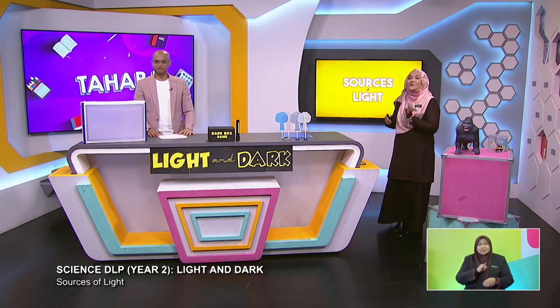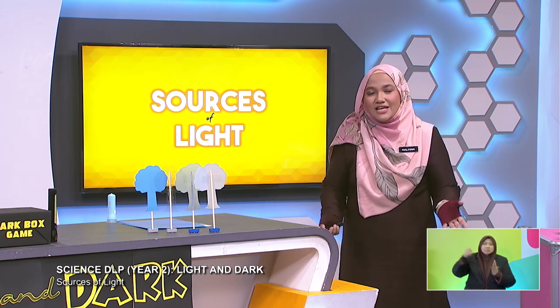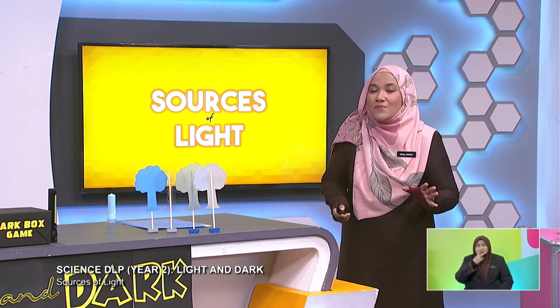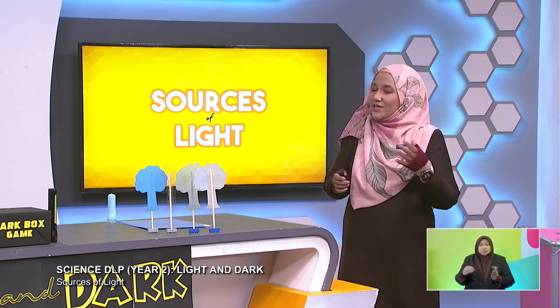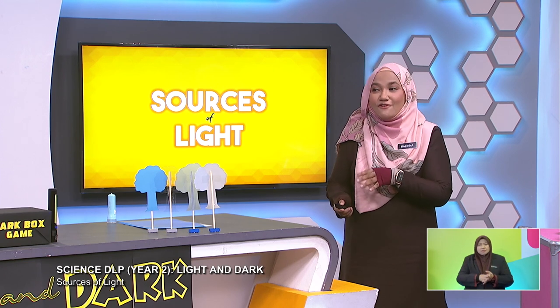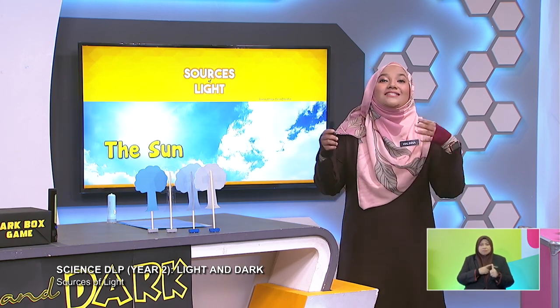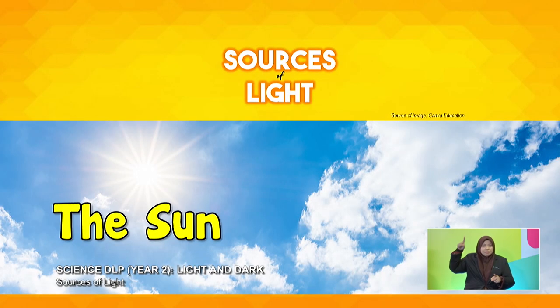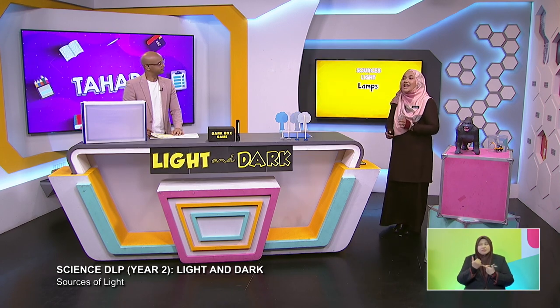Okay, let's look at the sources of light. We see light everywhere, every day. So where does this light come from? We can categorize the sources of light in many ways, but we can categorize it like this. The first one is from the sun. The sun is the natural source of light. It can light up the whole world. That's true. The next one is lamps.